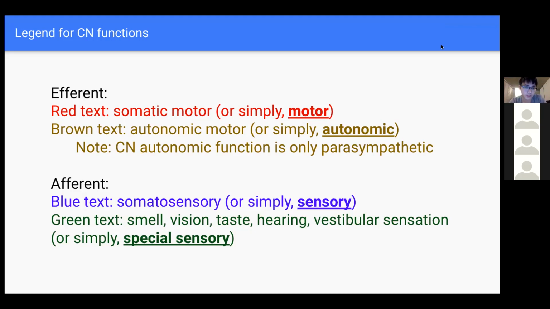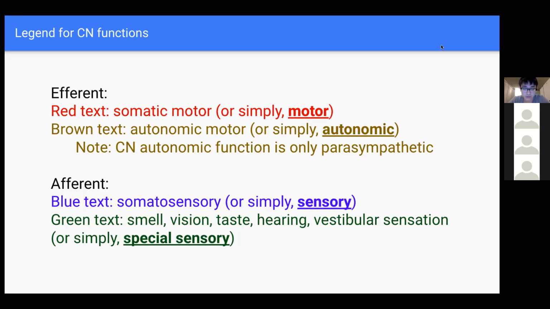As I go through the function, I'm going to color code it to make it easier to organize in your head. When it comes to function, you can separate it into efferent and afferent. Efferent is whatever comes out of your brain to have an effect outside of the brain. That's motor stuff. So red text is going to be somatic motor, the stuff that controls your skeletal muscles. I'm just going to call that motor. Brown gold text is going to be for autonomic stuff. Note that when it comes to cranial nerves, autonomic function is always and only parasympathetic. There's no sympathetic cranial nerve function.